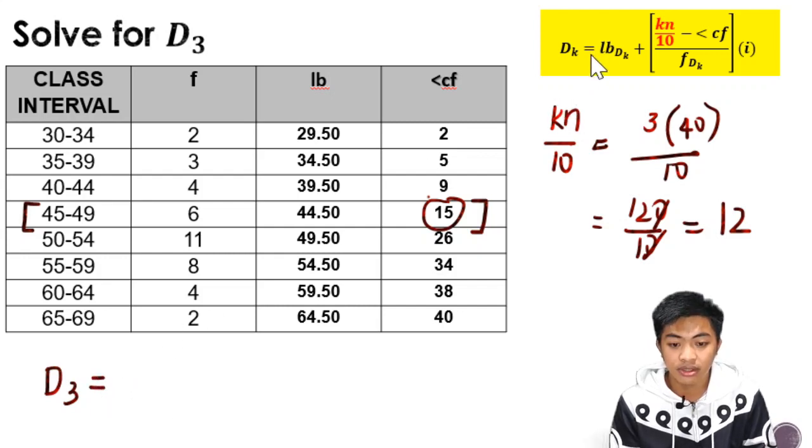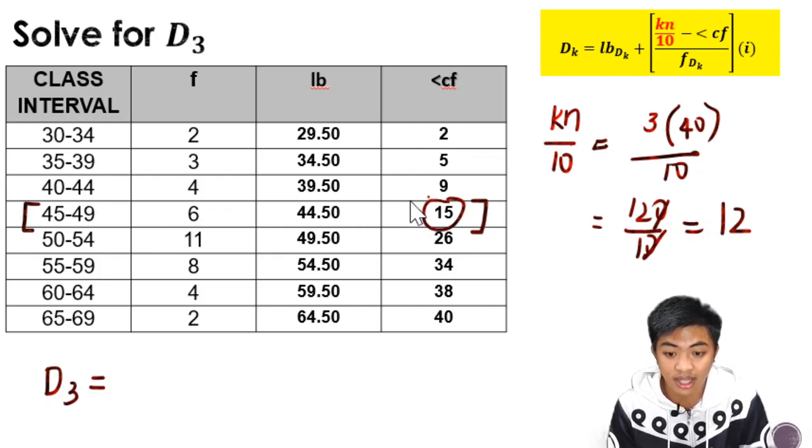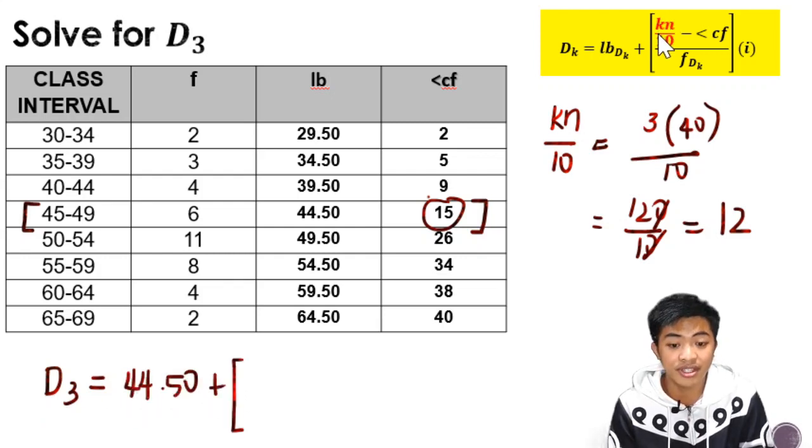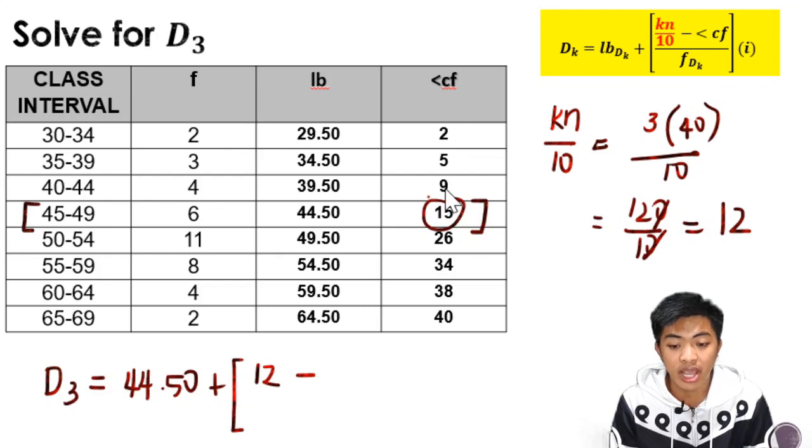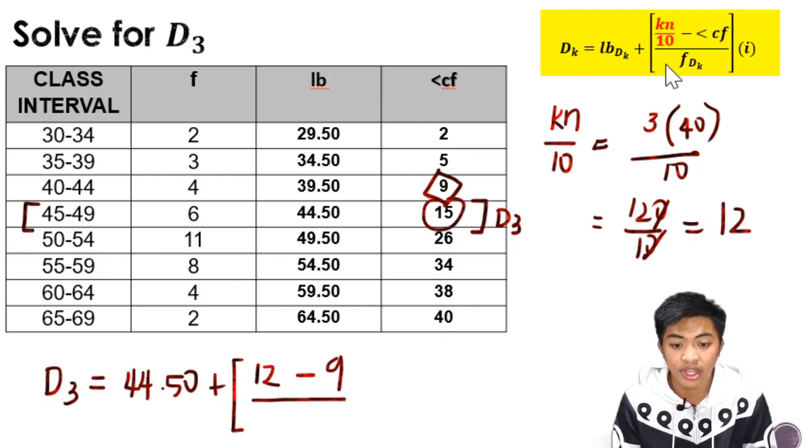So the third decile is equal to the lower boundary of the third decile class. Ito yung third decile class. Ang lower boundary niya ay 44.50 plus kn over 10, which we solved already, that is 12, minus the cumulative frequency that we will be substituting here is not 15, but yung cumulative frequency ng class preceding the third decile class. So ito yung third decile class. Yung cumulative frequency na isa-substitute natin is ito. It's 9 over the frequency of the third decile class.